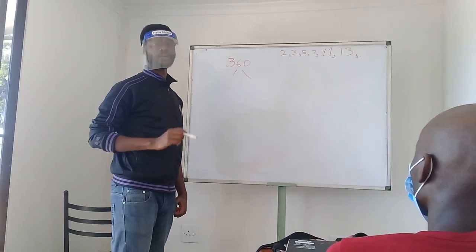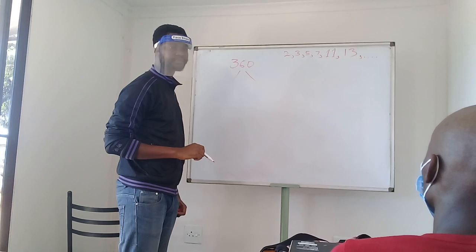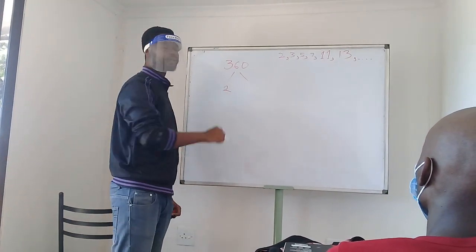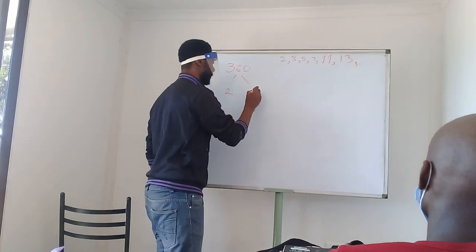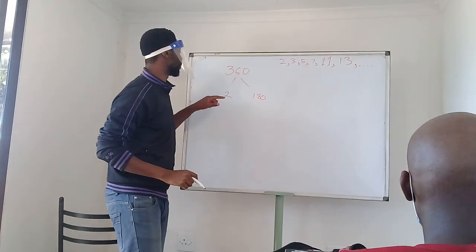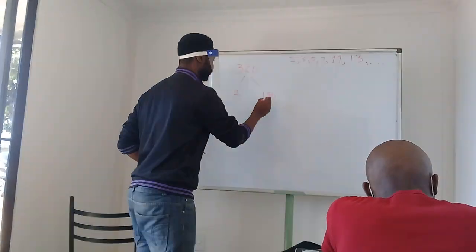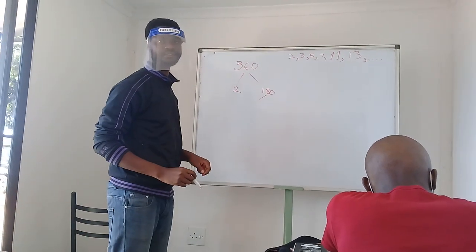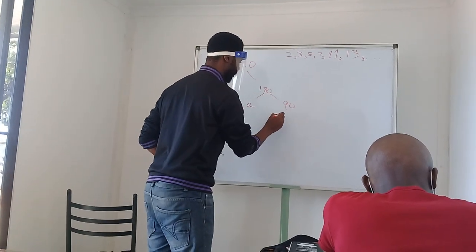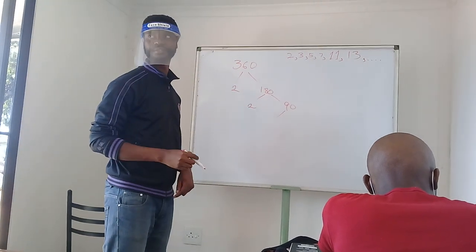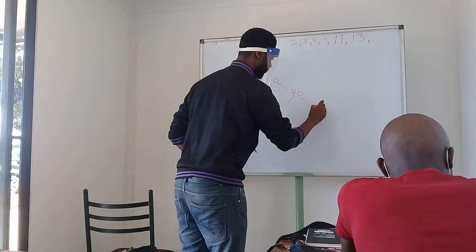So we start with the first one when we're trying to express a number as a product of its primes. Two. Does two go into 360? Yes. The answer is 180. We go with this number until we exhaust it. So 2 into 180 is 90, and 2 into 90 is 45.